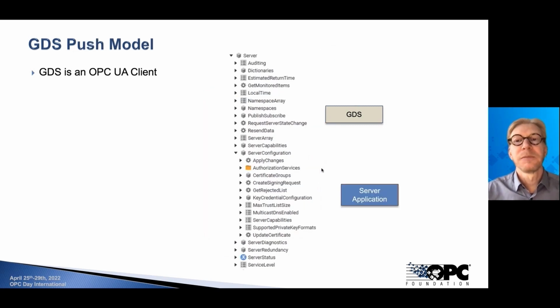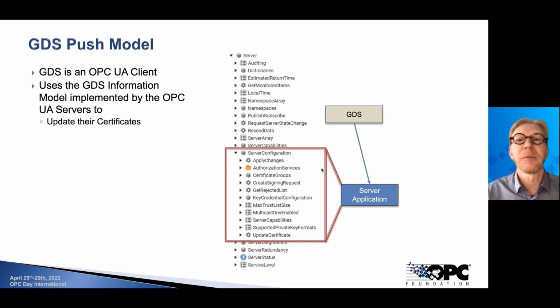In the push model, on the other hand, the GDS is an OPC client, and it expects that the server applications implement the GDS information model for the push model, which is defined to enable the GDS to be able to update the certificates to the server applications.